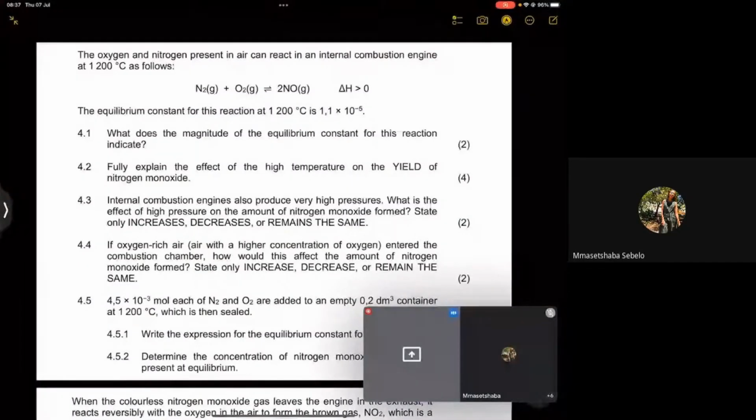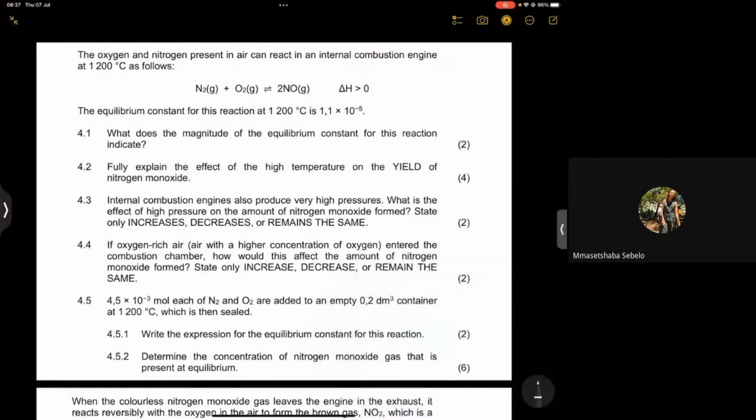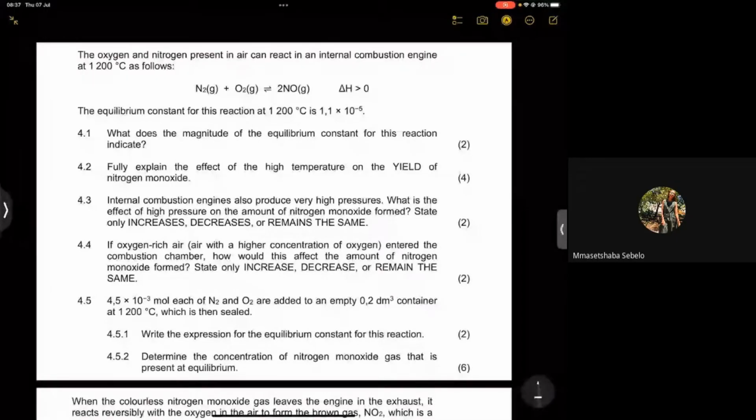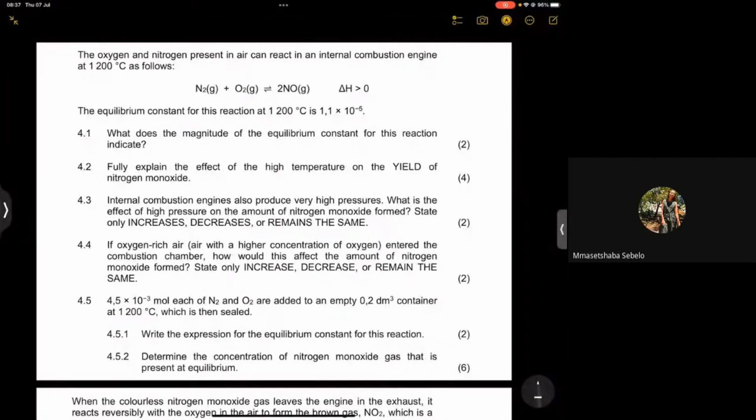Right. So I want us to start with this question. As I said, I took it from the IB. I found it to be quite an interesting question because it covers quite a vast array of things. Now they say to us, we've got oxygen and nitrogen present in air, and in an internal combustion engine at 1,200 degrees. Now, they give us this reaction.